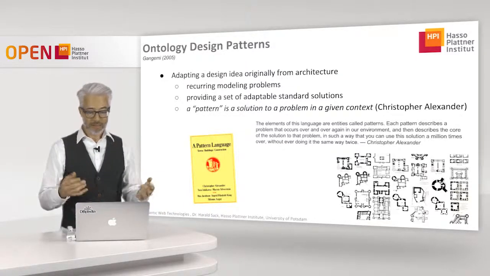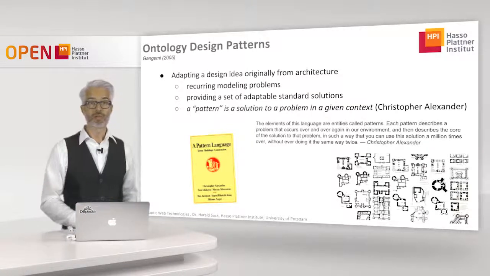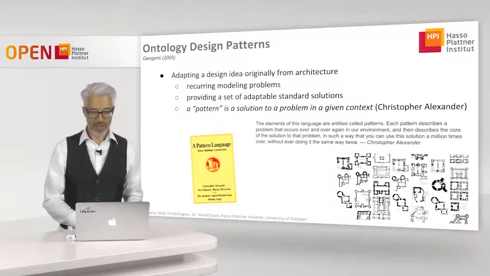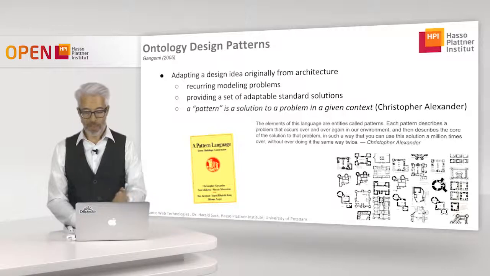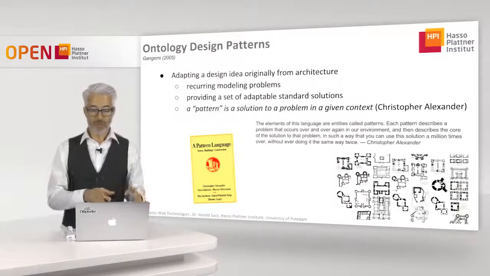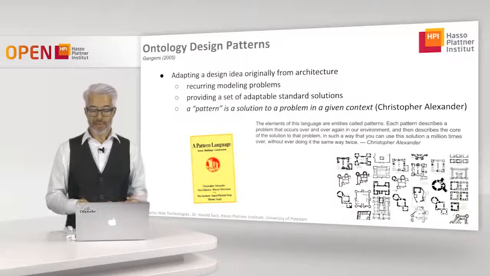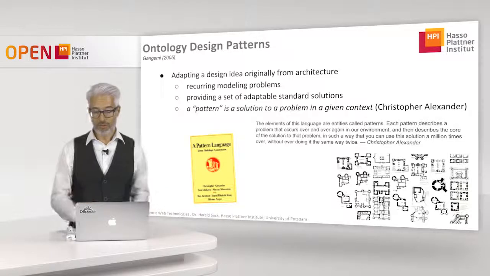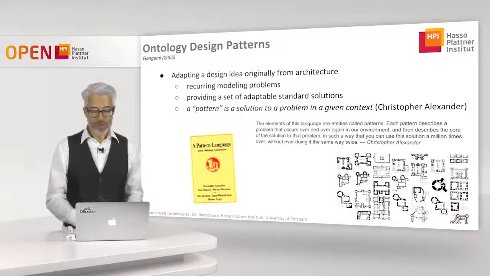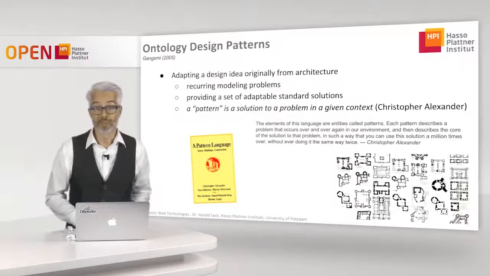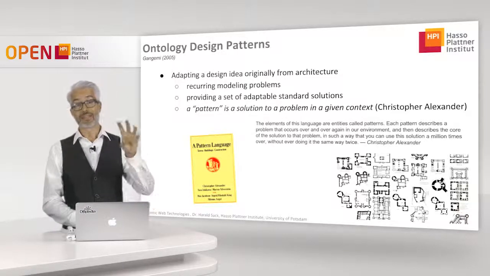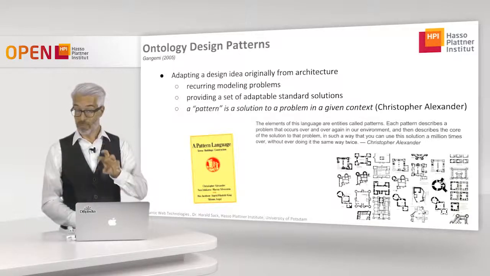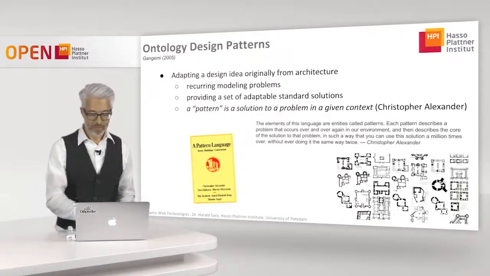And originally, Christopher Alexander published a book, A Pattern Language, in which he said the elements of this language that he has developed are entities called patterns. And each pattern describes a problem that occurs over and over again in our environment, and then describes the core of the solution to that problem in such a way that you can use the solution a million times over without ever doing it the same way twice. So it's a standard pattern-based solution that you use, and of course you're simply adapting that principle also to ontology design.